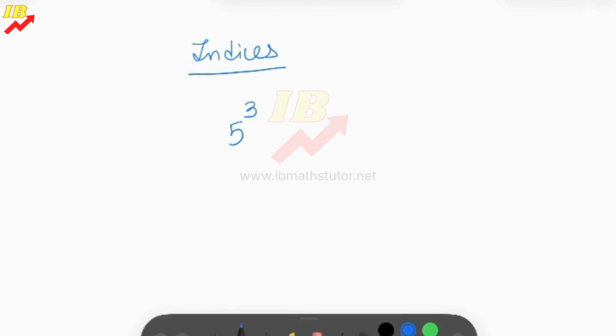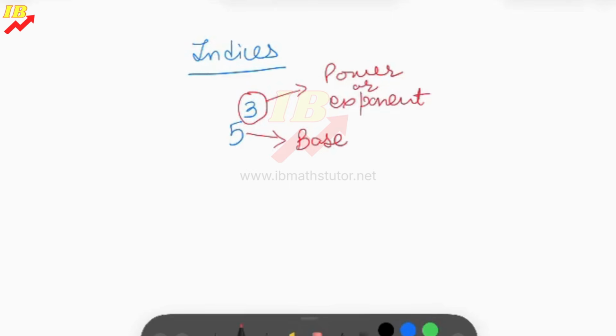So here there are two things. One thing is the 5, which is called the base. The power is called the power, or we call it the exponent, or we call it the index. Index basically stands for the power of the given base. Let's understand in a deeper way how these powers work.